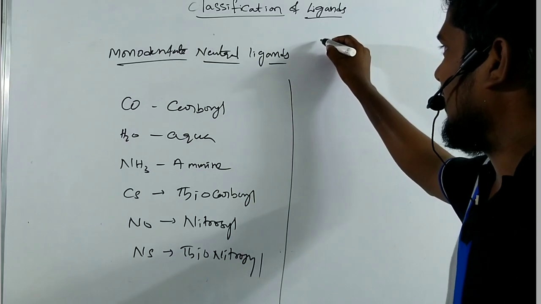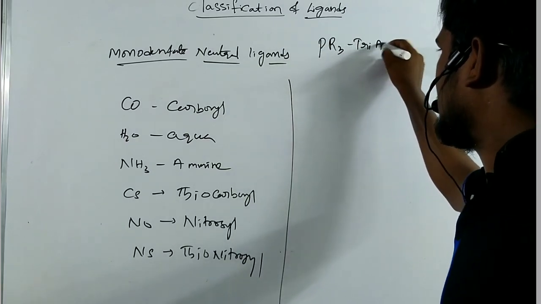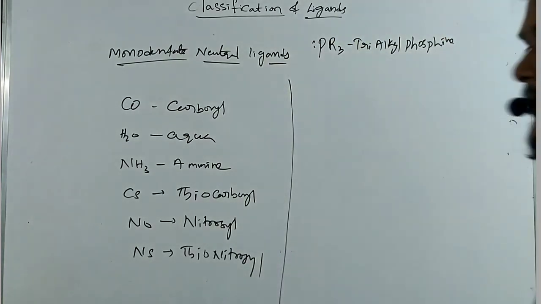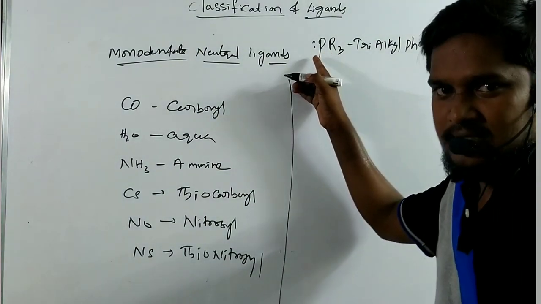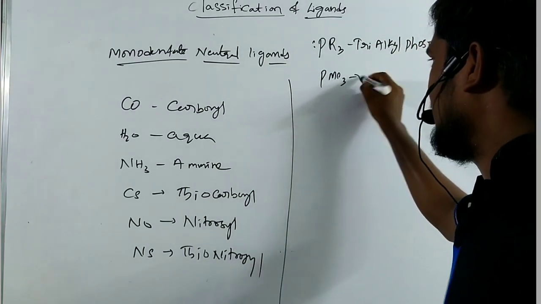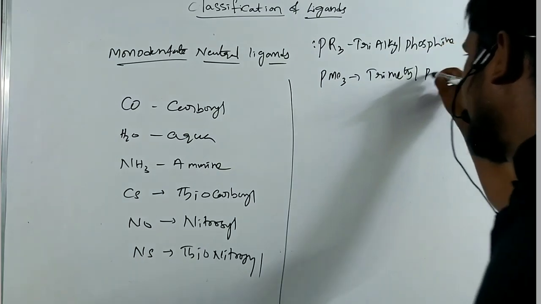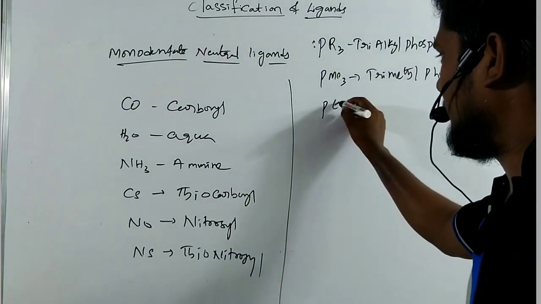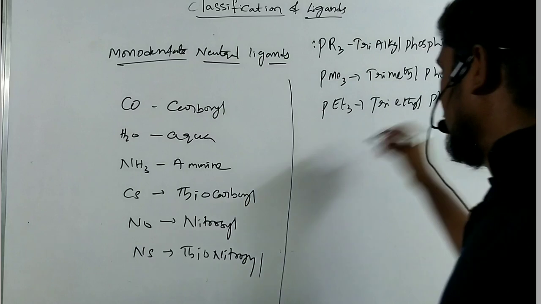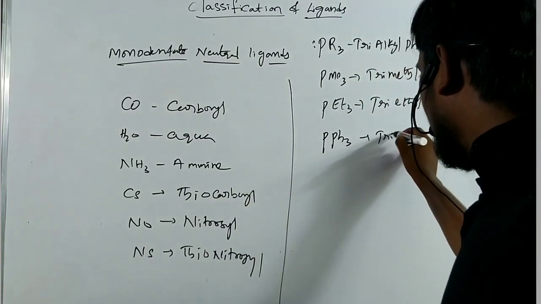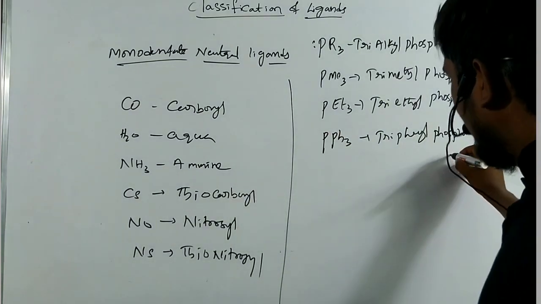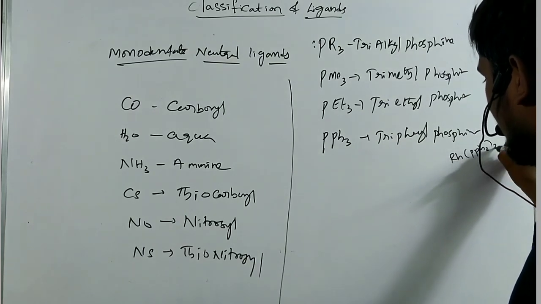The first one is trialkyl phosphine. Now phosphorus has one lone pair of electrons. This lone pair of electrons can be donated to the central metal atom. Now if R is replaced by a methyl group, PMe3, trimethyl phosphine. If it is replaced by ethyl, triethyl phosphine. If it is replaced by a phenyl group, triphenyl phosphine. Triphenyl phosphine is used in Wilkinson catalyst, rhodium triphenyl phosphine 3 times Cl.